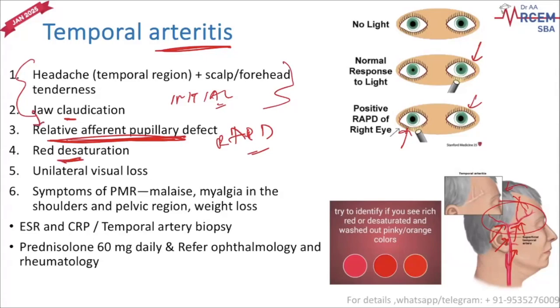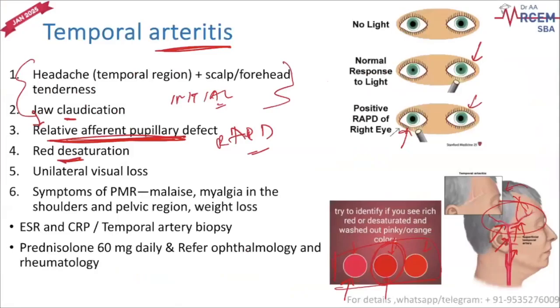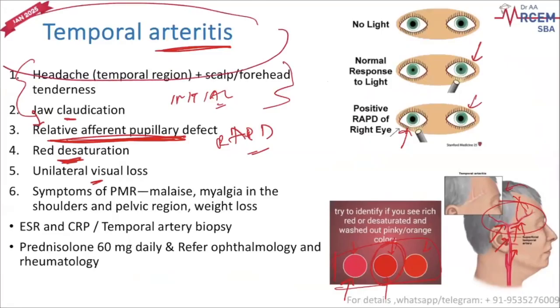Red desaturation means whenever you show this picture I have put up here and ask him to name the colors, he'll say this is pink, and this one he'll say either pink or orange. He will not be able to pick up the red color. He will not say it looks red at all. This is known as red desaturation. Eventually, there will be loss of vision. Remember, temporal arteritis is usually associated with polymyalgia rheumatica.